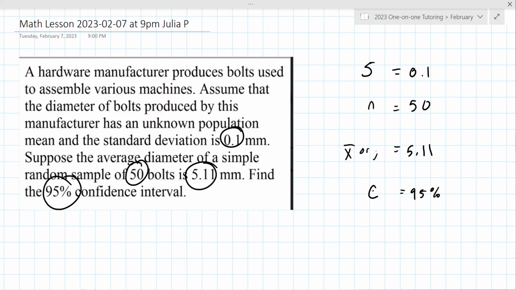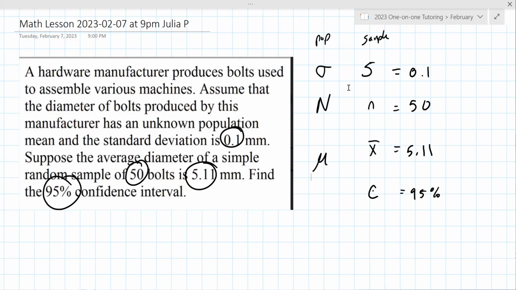Mu. So mu's are for populations. Oh, and this is a sample. Yeah. I don't know why your instructor's emphasizing this, but everything you have right here is for a sample except for the C. But for a population, it would be sigma, it would be big N, and it would be mu.